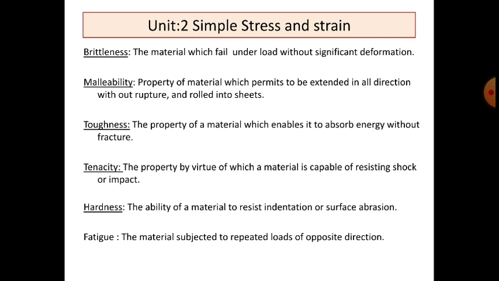Next is malleability. It is the property of the material which permits the object to extend in all directions without rupture and roll into sheets. These steel sheets which are used for structural steel members, these are the plates that you get, right? These plates are formed into sections by the property of malleability. If there was no malleability, you wouldn't get these sheets for the structural members.